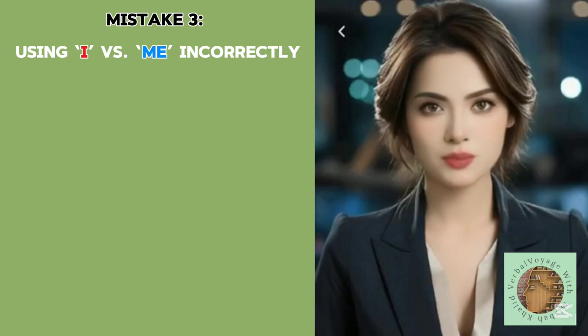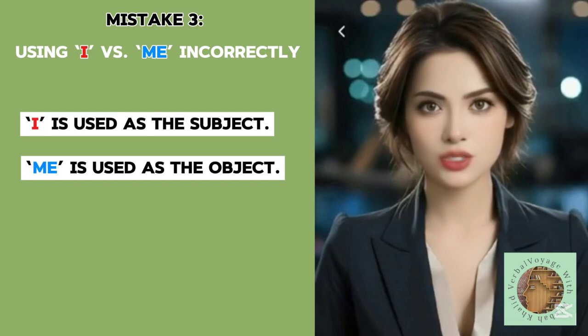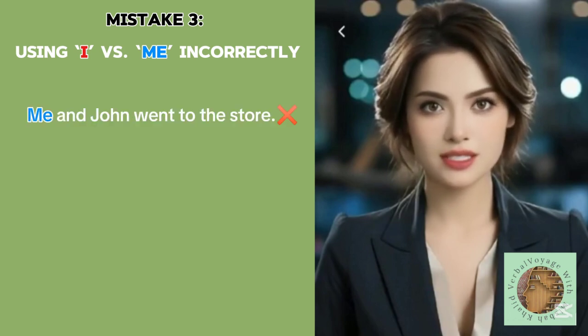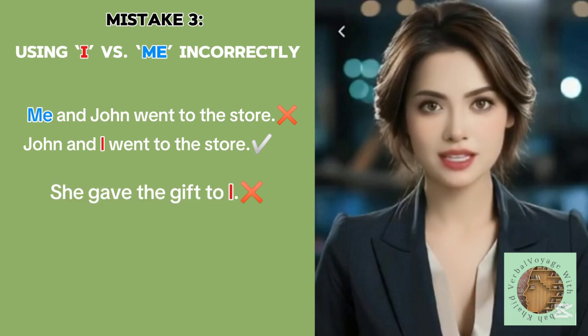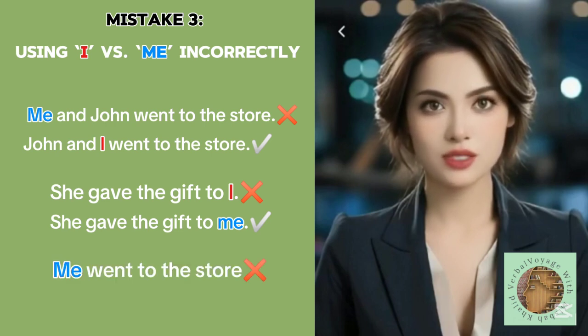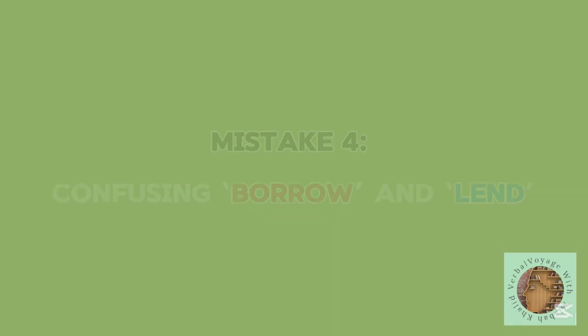Many people confuse when to use I and me in a sentence. I is used as the subject of a sentence and me is used as the object. For example, this is incorrect. This is correct. This is incorrect. This is correct. Tip to remember. Remove the other person from the sentence to see if it makes sense. For example, me went to the store sounds wrong, but I went to the store sounds right.